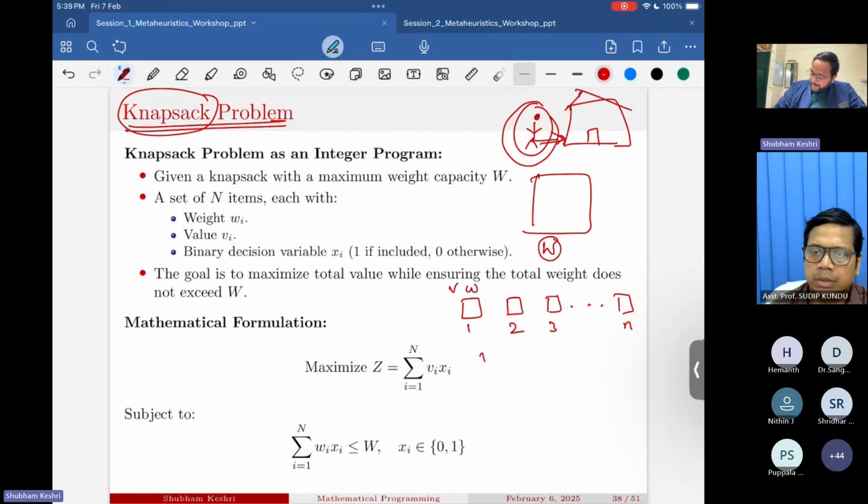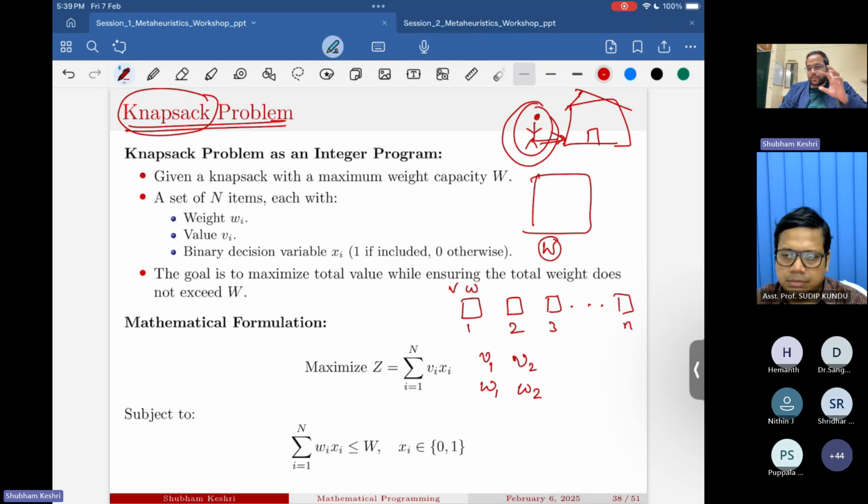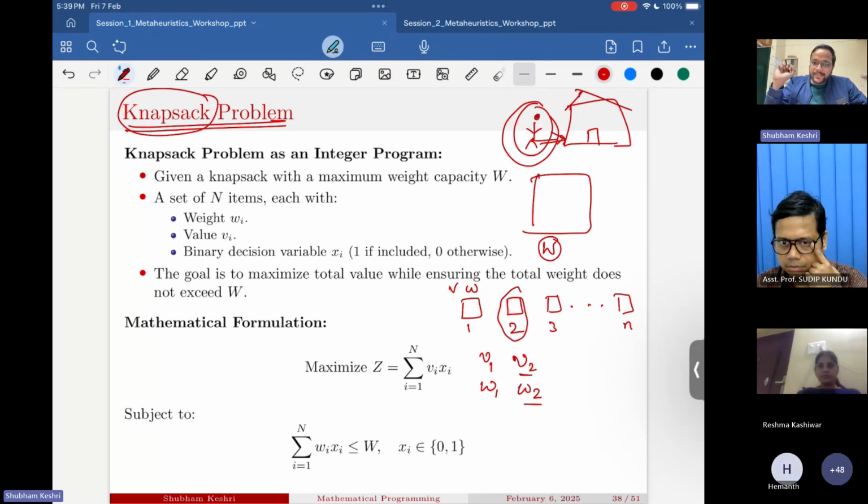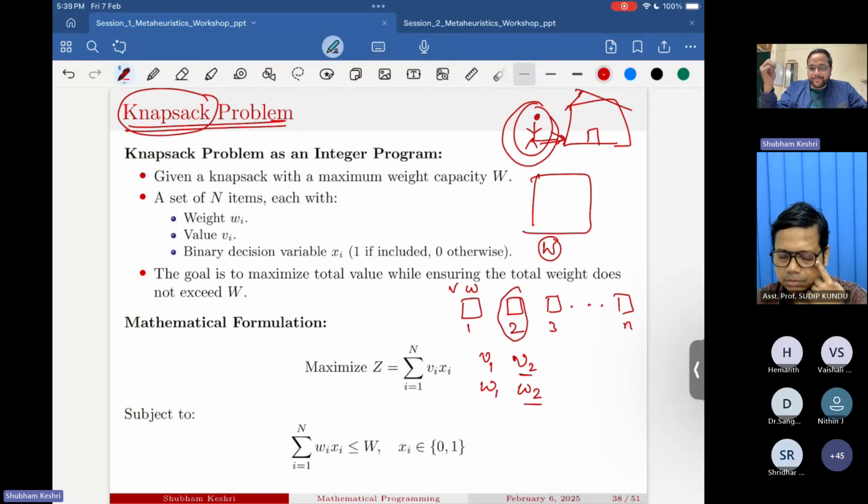Okay, so you can have value 1 for product 1 and weight 1 for product 1, value 2 for product 2, weight 2 for product 2. So if he picks item 2, he gains a value of V2 and he loses capacity of W2 from his bag. So the problem is he has to decide which items to pick such that the capacity of the bag is not exceeded. So this is the problem.